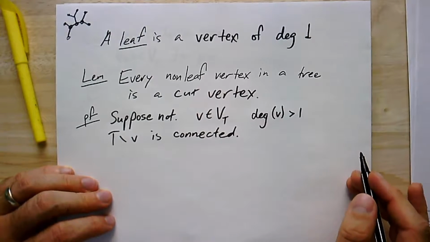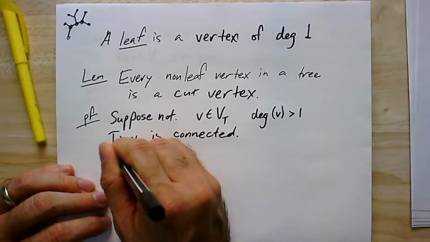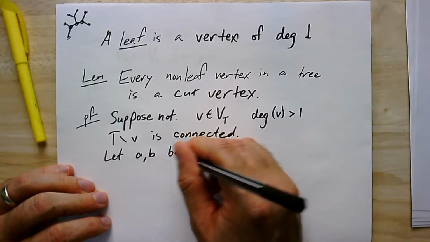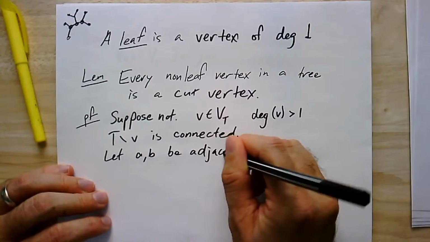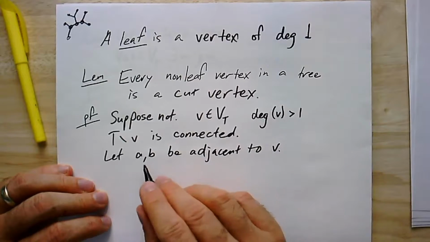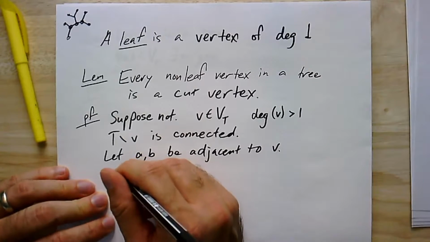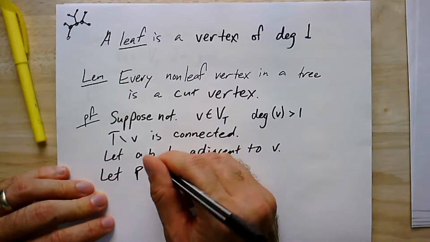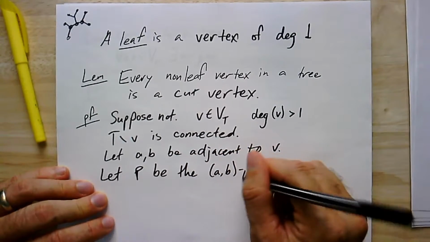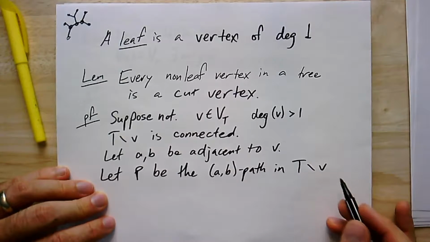Since the degree is at least 2, we can pick 2 vertices in the tree that are adjacent to V. So let A and B be adjacent to V. Since T minus V is connected, there's an AB path that doesn't include V. So let's give it a name. Let's say P is the path. Let's call it an AB path, right? It starts at A, ends at B in T minus V. Again, since it's connected, this path exists.